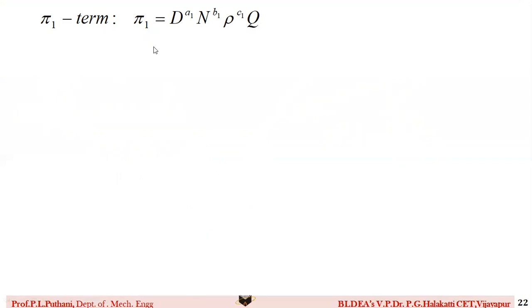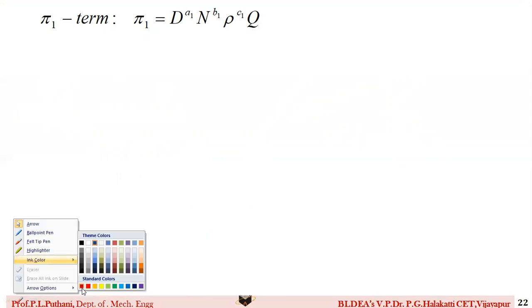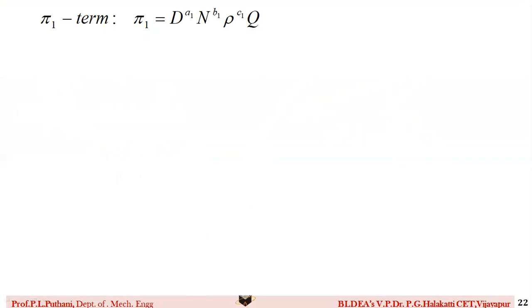Pi 1 is equal to D to the power of a1, N to the power of b1, rho to the power of c1, and the first remaining variable which I have taken is discharge Q. Now we have to apply dimensional homogeneity on both sides. As pi 1 on the LHS is non-dimensional, we can write it as M to the power of 0, L to the power of 0, T to the power of 0, equal to the RHS, that is the dimensions of diameter, speed, density, and discharge.